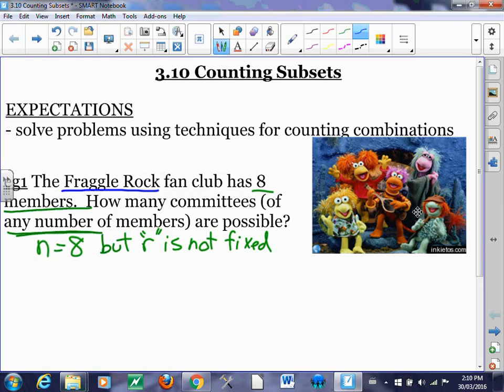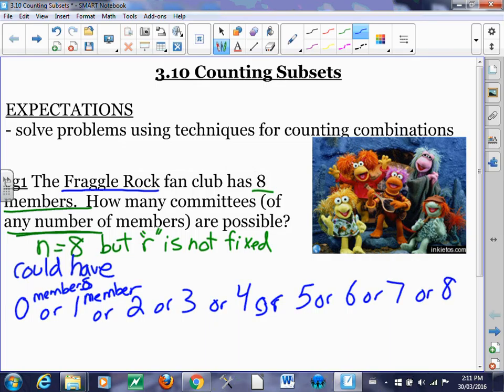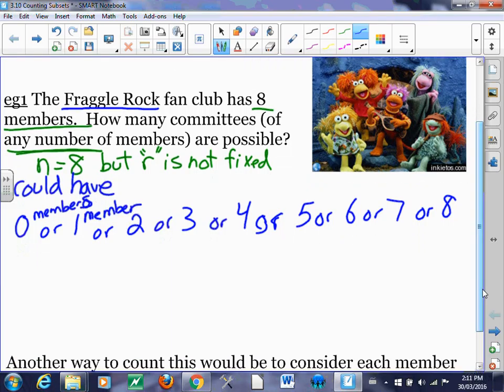You're going to need a little bit of room here, so make sure you're writing small as you go from left to right. Because to make a committee, you could have 0 members, or you could have 1 member. Okay, I'm not going to keep writing member over. Or you could have 2, or 3, or 4, or 5, or 6, or 7, or 8. All 8 could be in the group. Okay? All right. So let's take a look at how we would do that.